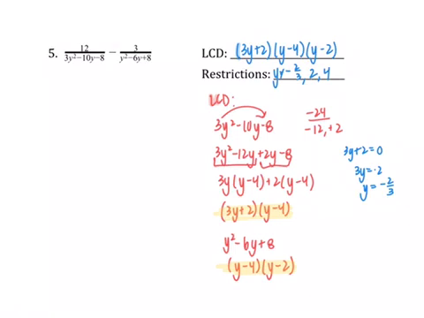So the first denominator is missing the y minus 2 from the LCD. So I'm going to take the 12, multiply it by the y minus 2. And then I'm subtracting the 3 times whatever the second one's missing. And it seems to be missing the 3y plus 2. Now I have the common denominator.